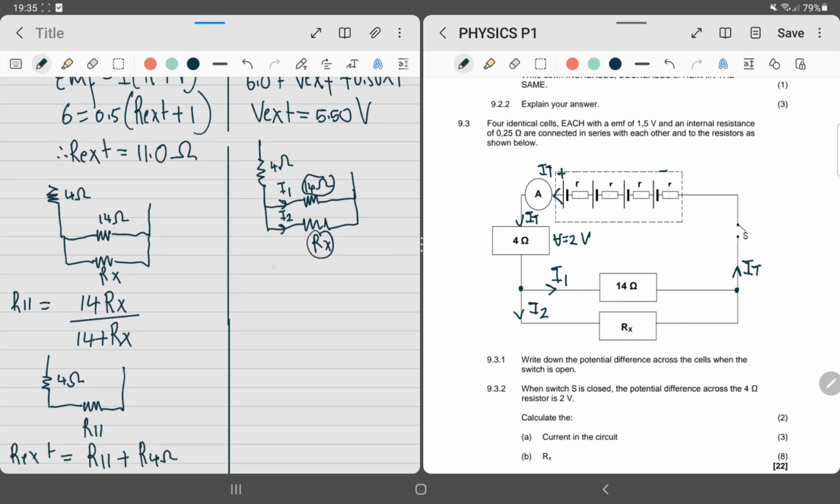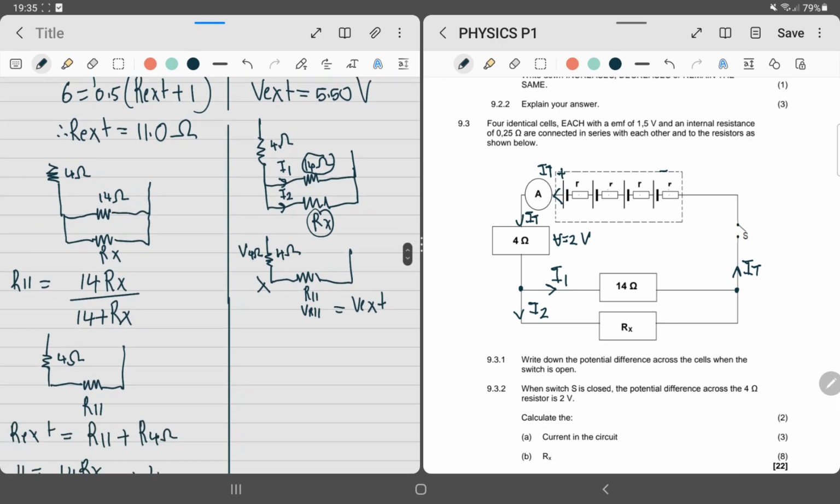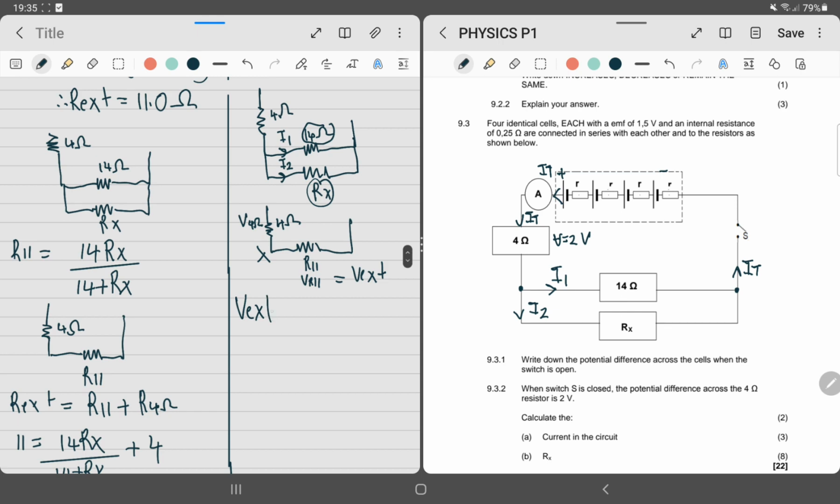And then after I've combined the parallel combination, I'm going to have something like this. So this is 4 ohms and that's the parallel combination. For resistors connected in series, the potential difference across here plus the potential difference across the parallel combination, when I add the two of them, I must get V external. So V external should be equal to the voltage across the 4 ohm resistor plus the voltage in the parallel.